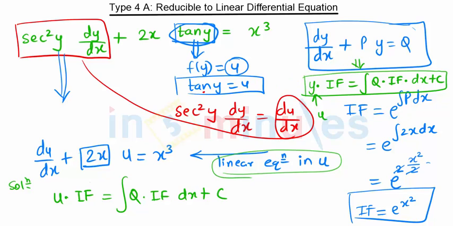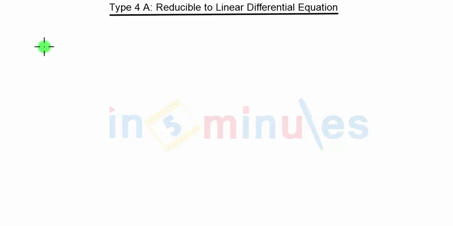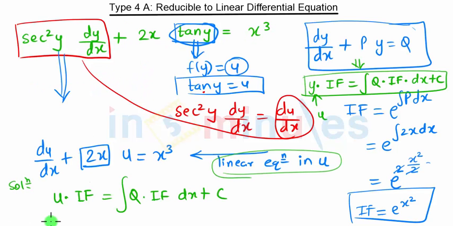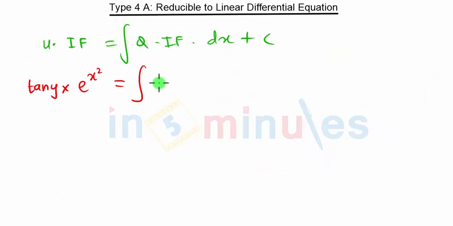So now we are going to solve this. u into integrating factor equal to integration of q into integrating factor into dx plus c. What is u? We have substituted u as tan y, and the integrating factor we have found out as e raised to x square. What is q? As you can see here, the q is x cube. So we have x cube into e raised to x square into dx plus c.